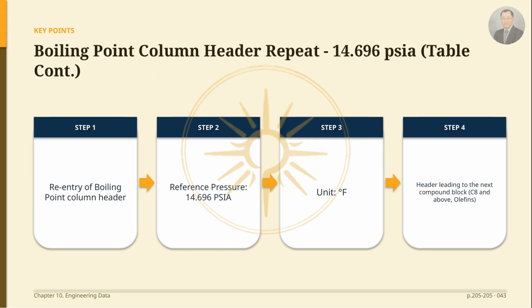Here, the boiling point column header is repeated. The same header is rewritten as the table moves across pages or blocks. The reference remains 14.696 psi, and the unit is degrees Fahrenheit. Following this header, the boiling point data for the next block of compounds, such as those with 8 or more carbons and the olefin series, will follow.